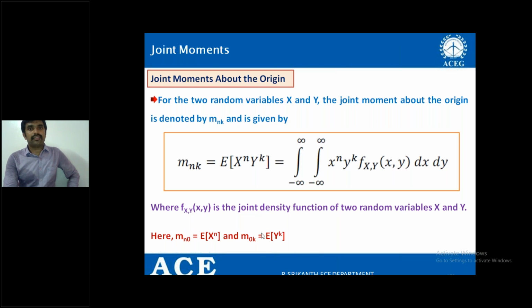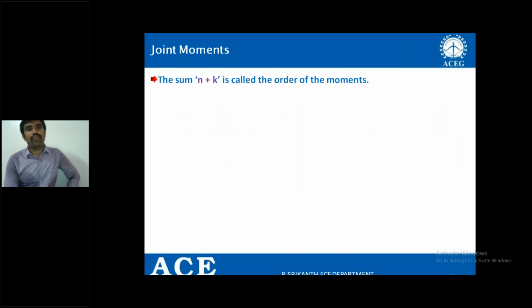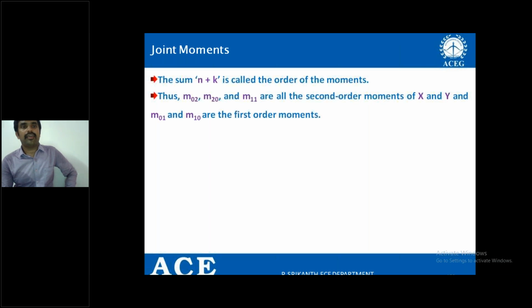If you observe these two, ultimately here you can get some idea, that this function is nothing but the moment about the origin in the single random variable case, right? Single random variable case. And therefore here the sum n plus k is called the order of the moments, in the sense here m02, m20 or m11 are all the second order moments of x and y, and m01 and m10 are first order moments, right? Why? Because n plus k represents the order of the moments, right?